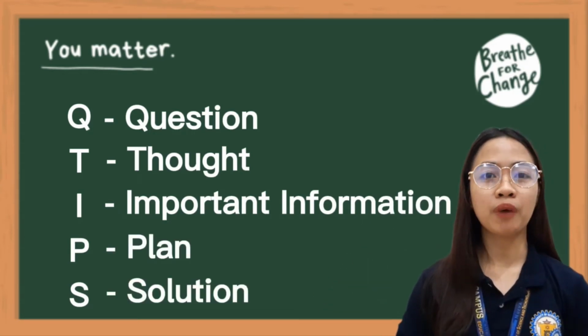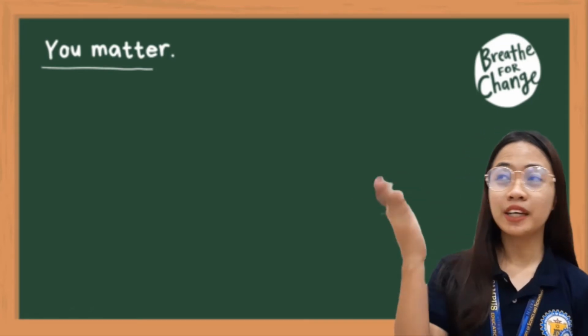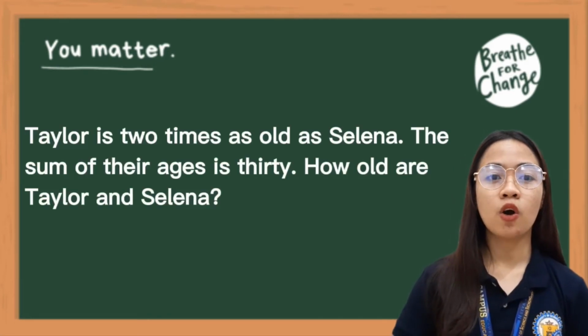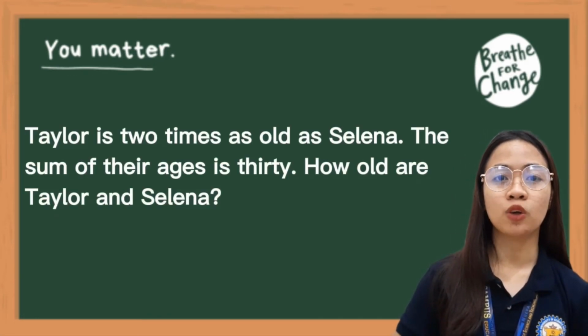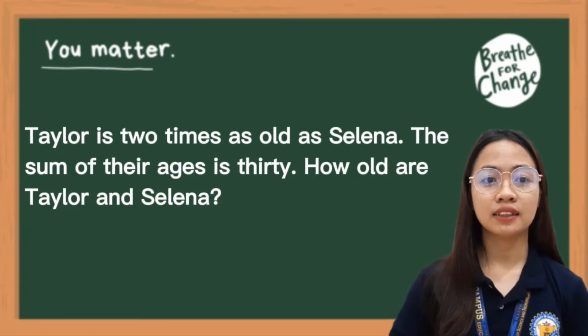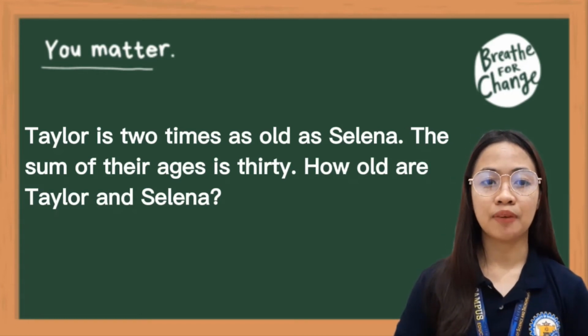So our word problem for today is from Grade 9 algebra. Here is our word problem. Taylor is 2 times as old as Selena. The sum of their ages is 30. How old are Taylor and Selena?